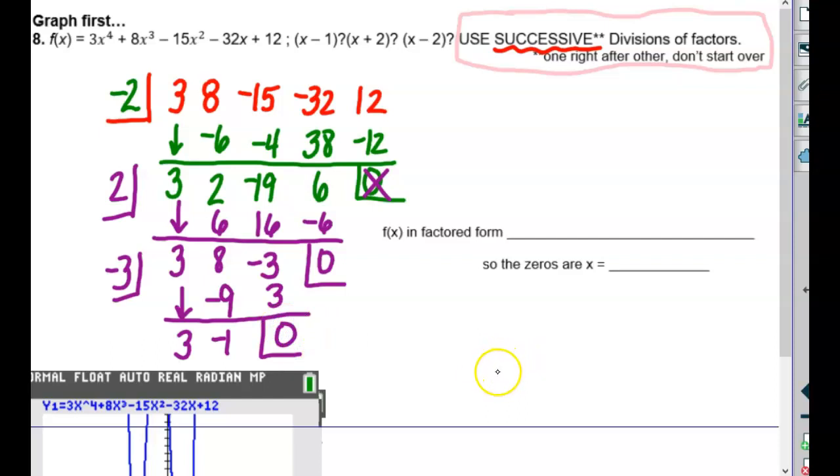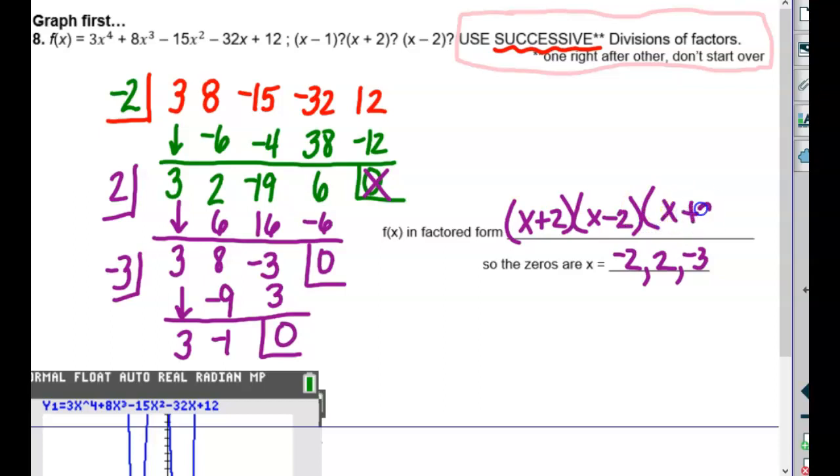So the completely factored form, what were the factors we found, guys? Negative 2 means I write x plus 2, and I can list negative 2 down here. Then we did 2, and again, these can be found in any order. So we had a positive 2, and then we had a negative 3 as a 0, and the factor was x plus 3. But that's not a degree 4.